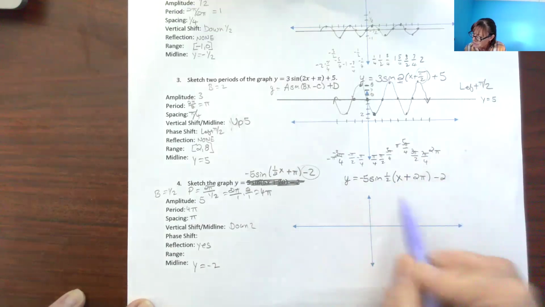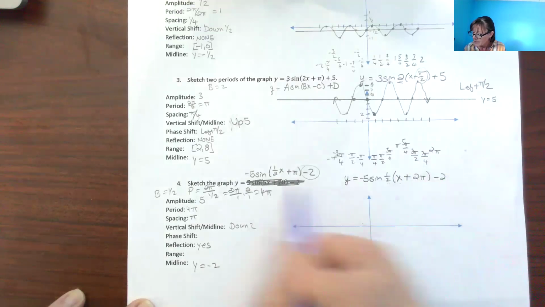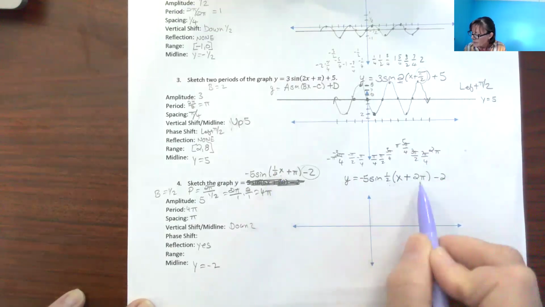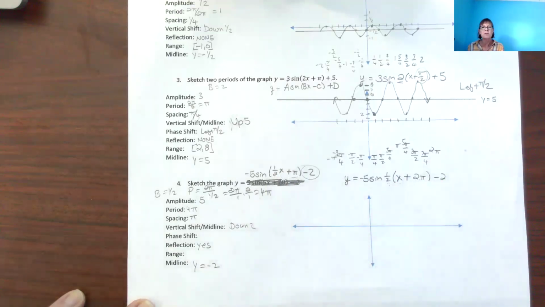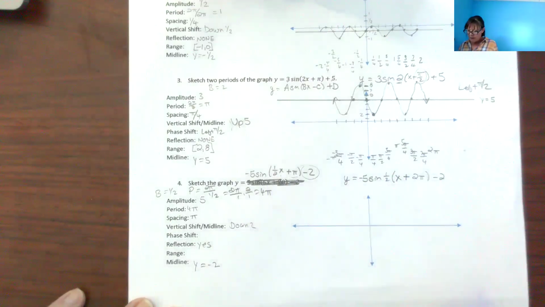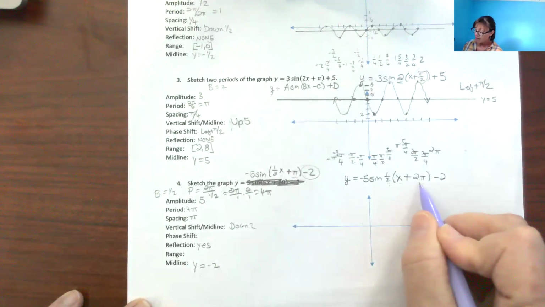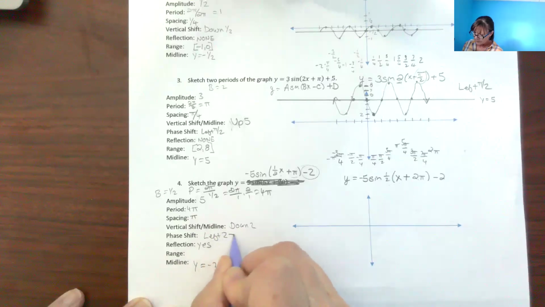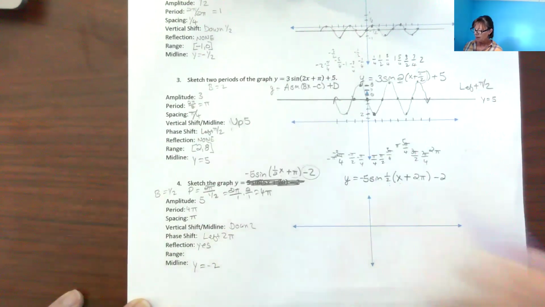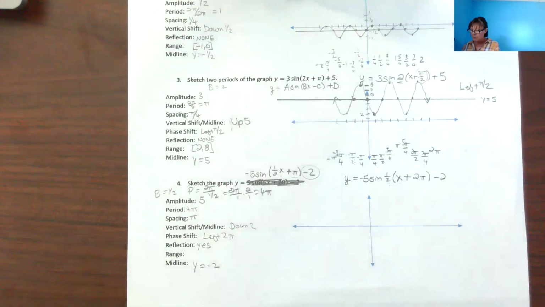And if I'm unsure about that, if that looks weird, if you distribute the 1/2 here, 1/2 times x is 1/2 x. 1/2 times 2 pi is pi. I get the same thing back. So you can double check that way. So we've got the vertical shift. The phase shift then we see is left. Left 2 pi is what the phase shift is, because horizontal shifts are opposite of what they appear to be.